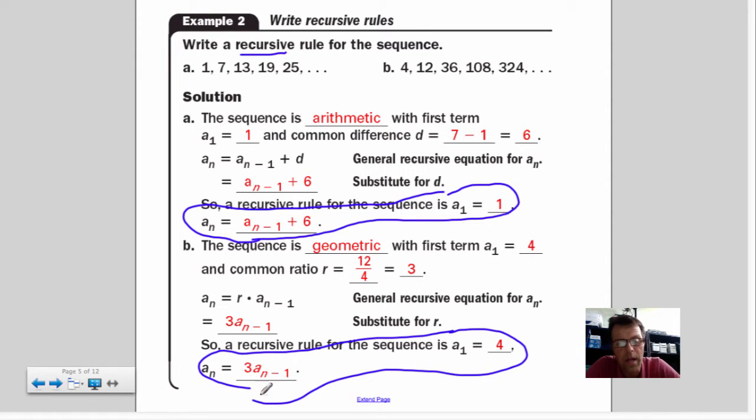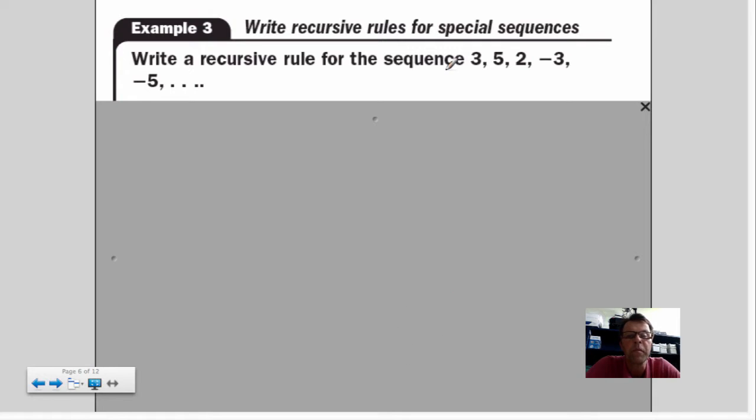There we go, right? So you'd have to provide the first term and then say, okay, start this process. Plug 4 in, 4 times 3 is 12, plug 12 in, 12 times 3 is 36, and so on.